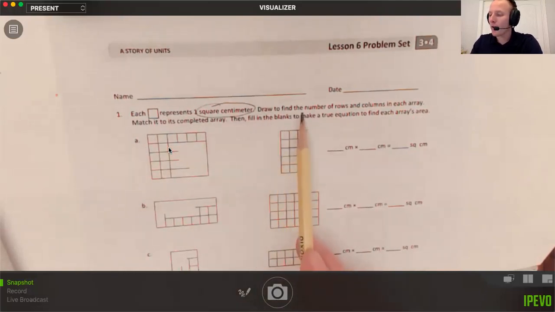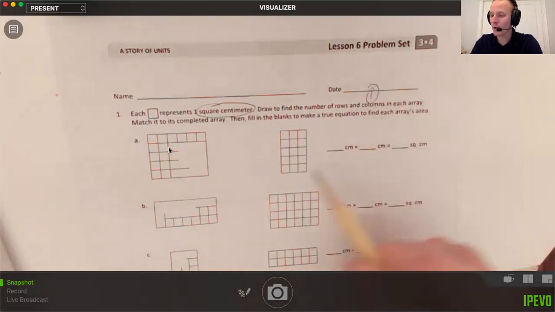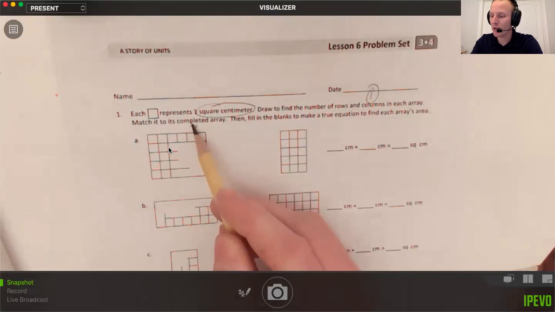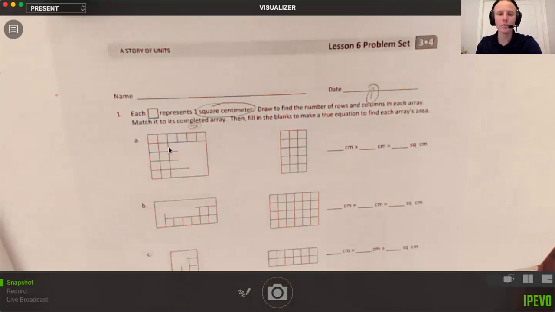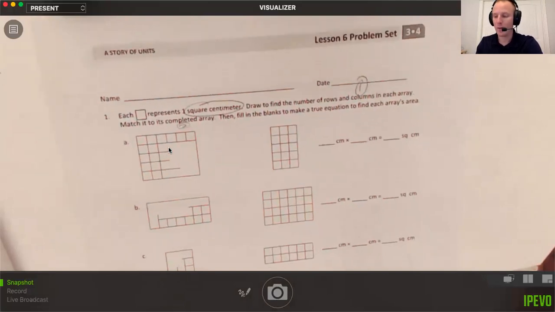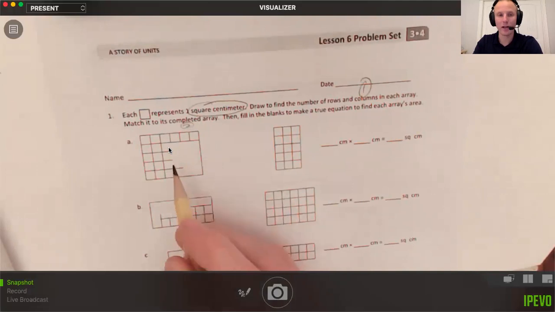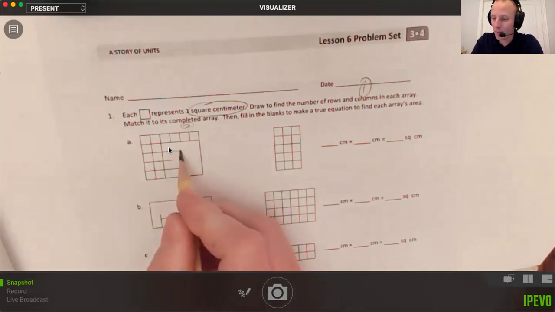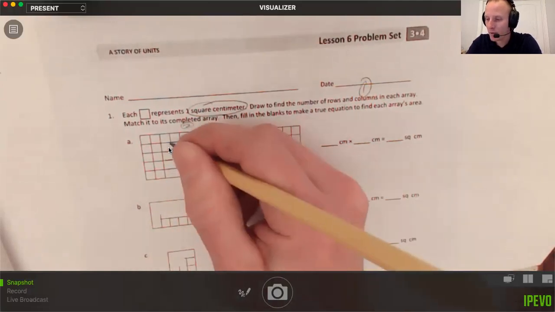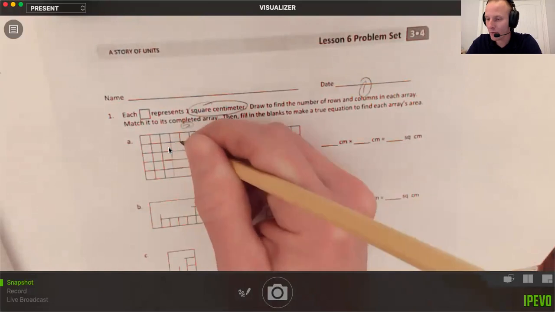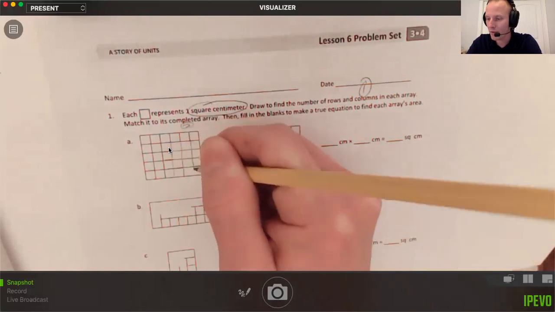Draw to find the number of rows and columns in each array. So that's step 1. Match to complete the array. That's step 2. Then fill out the blanks to make true equations to find the array's area. Okay, so step 1 is to complete these arrays. Look, I'm going to finish that line, finish that line. You just have to be kind of precise here. Take your time. Then I can go down to this one, down with that one, and down with that one.